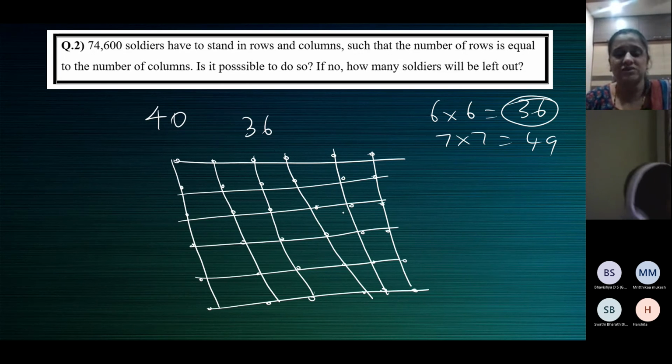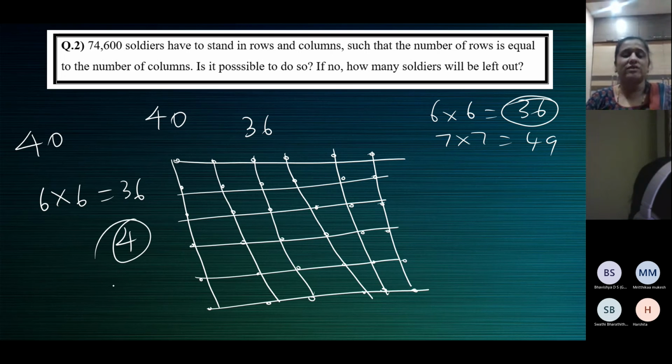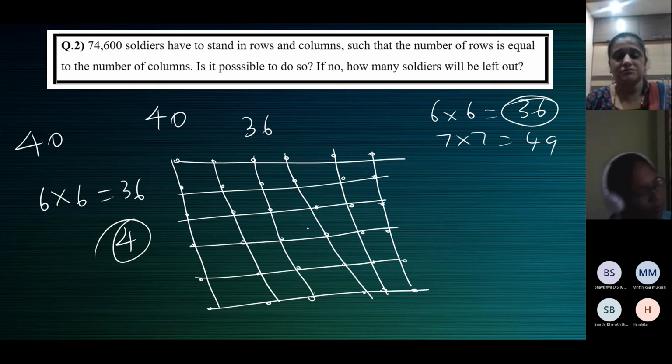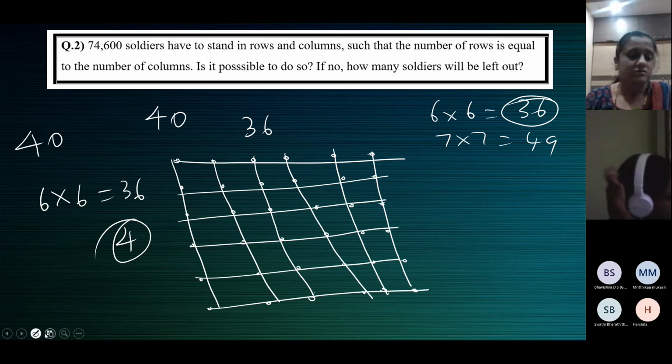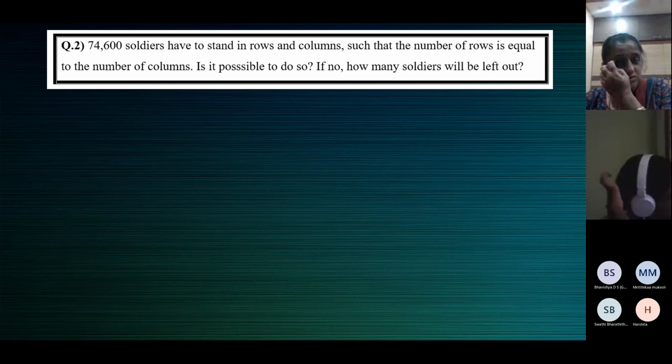You can accommodate 36 soldiers. So 4 soldiers will be left out because there are 40 soldiers. When you make a square using 6 rows and 6 columns, you can accommodate only 6 sixes are 36 soldiers. Then 4 soldiers will be left out. That means they cannot stand in this square. You cannot accommodate them here. This is the situation we have in the question. Do we all understand?